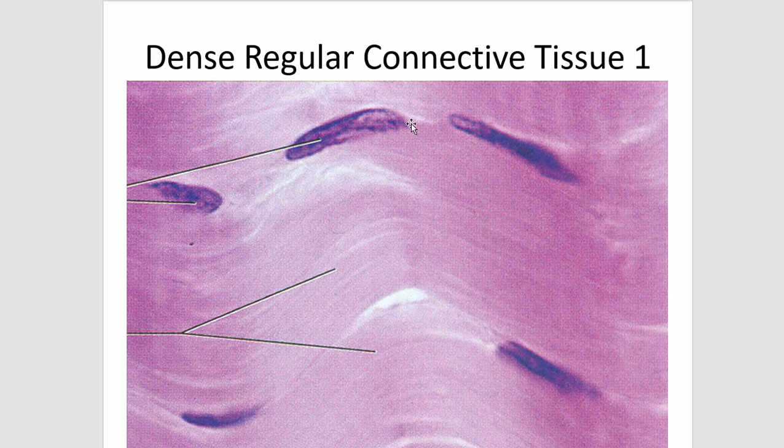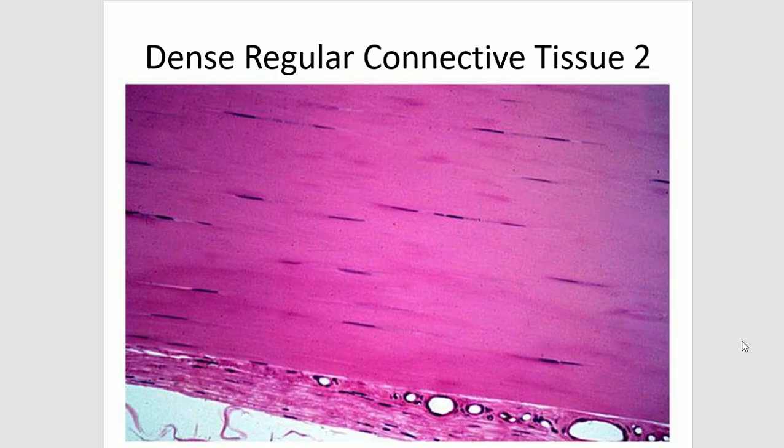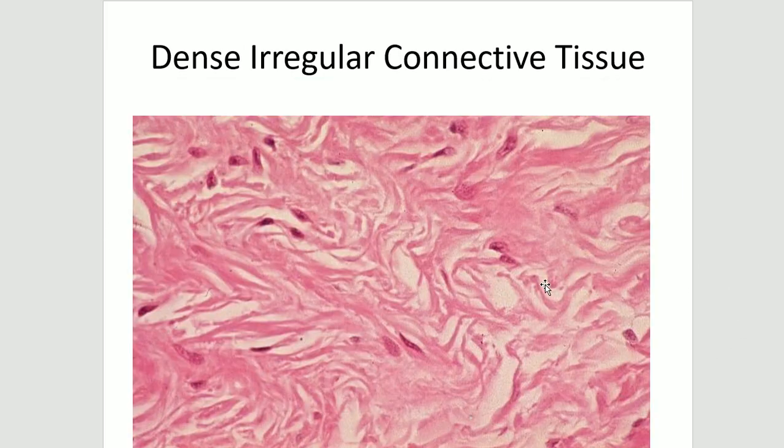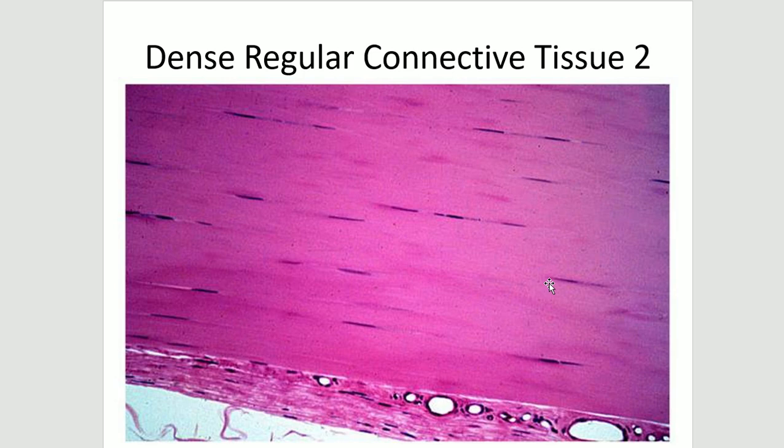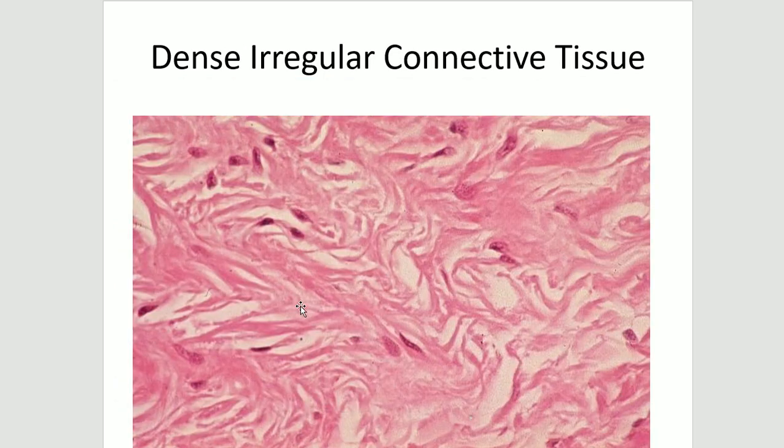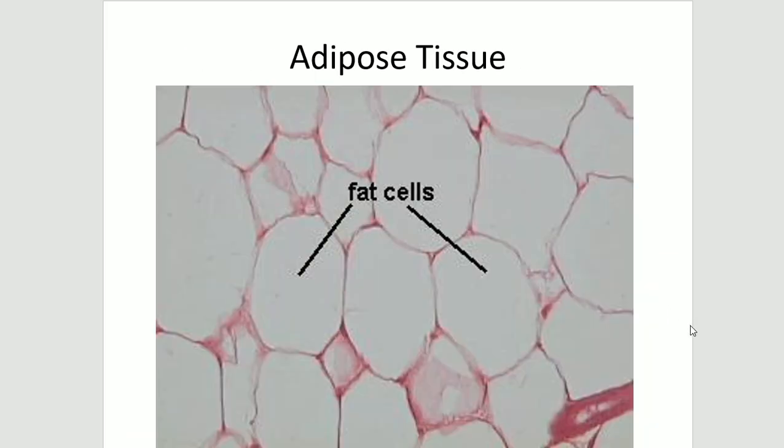Dense regular connective tissue. Perfectly lined up. Got the nuclei, the cartilage, filler substance. Again, perfectly lined up. Look how beautiful. Irregular. So we're taking these two and we're wadding them up essentially, so it's dense irregular connective tissue. Adipose tissue. Again, this one should be the easiest one to identify. They just look like giant bubbles. Well, giant relatively speaking.